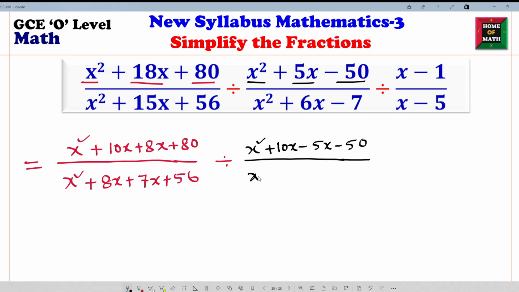Similar, here is x square plus 7x minus x minus 7. Here is x square plus 6x minus 7. So 7 times 1 means 7. Again 7x minus x means plus 6x. Okay. Divide, here is x minus 1, divide x minus 5. Okay.